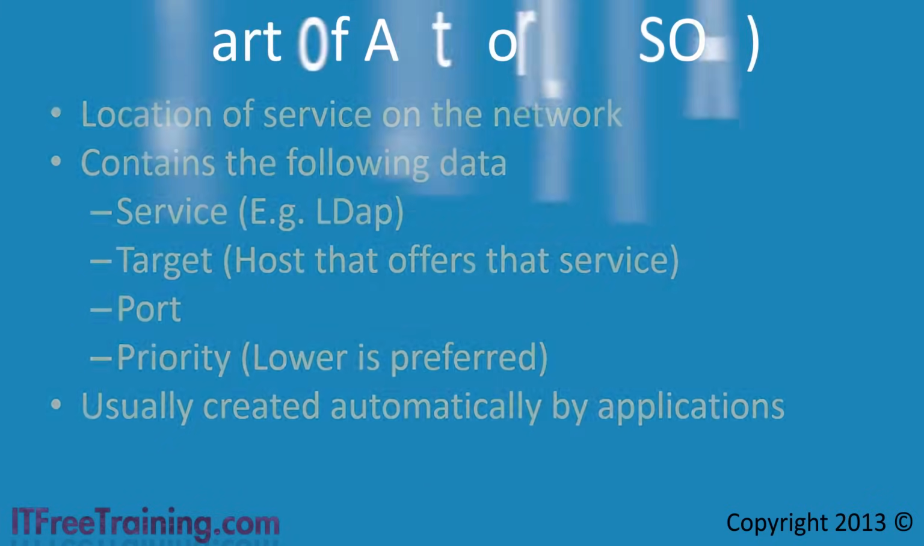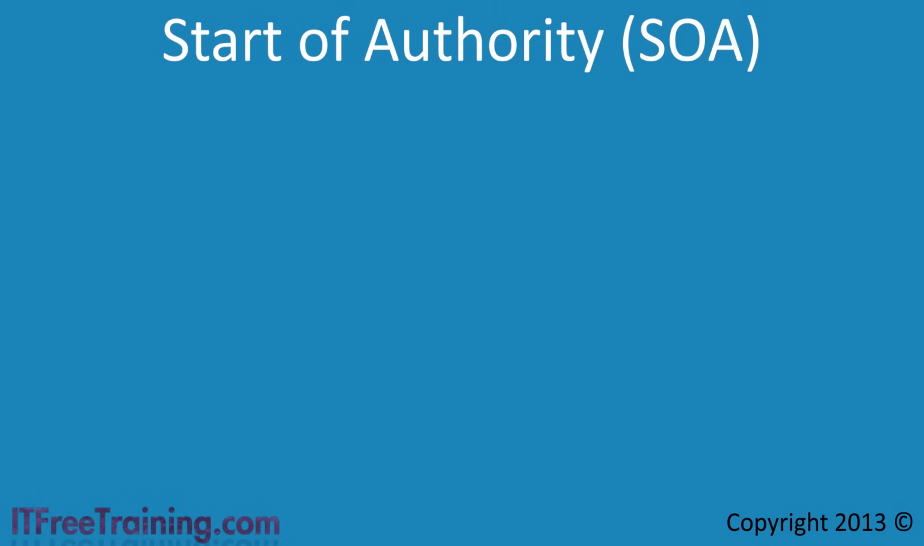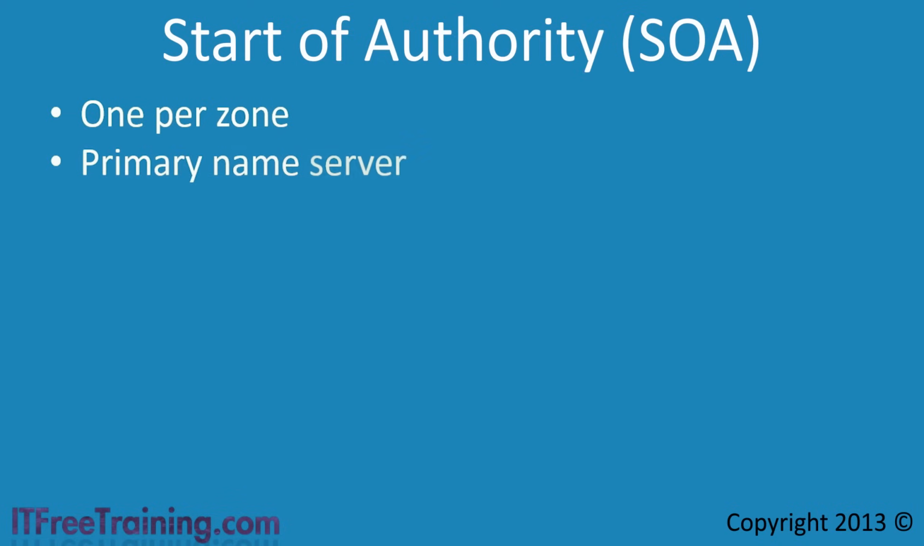The next record type is the Start of Authority or SOA record. For each zone created in DNS, there is one SOA record associated with that zone and only one. This record contains information on the primary name server for that zone. The primary name server is the server that will hold a read-write copy of the zone and is considered to be the DNS server with the most authority for that zone. It is also the DNS server that is considered the most up-to-date server to answer queries about DNS records for that zone. The SOA record contains the email address for an administrator for that domain.